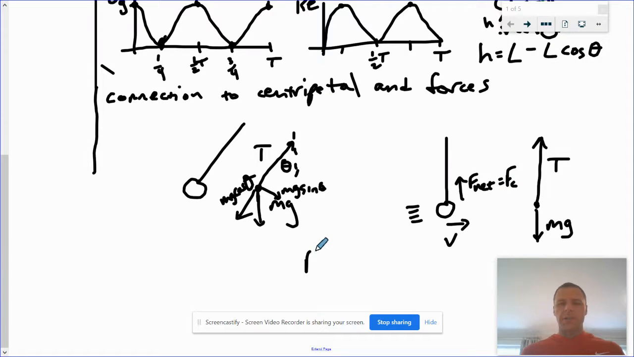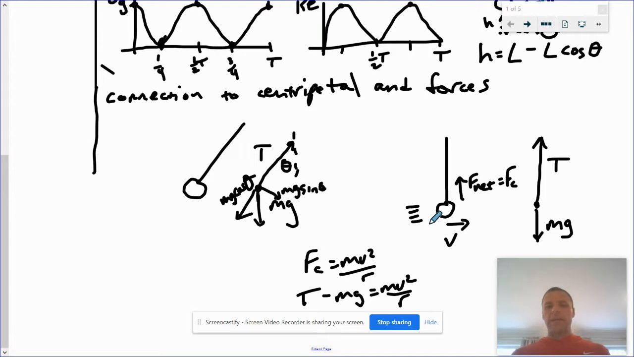So we could actually write centripetal force as mv squared over r. Tension minus mg equals mv squared over r. So if we were able to calculate the velocity of the pendulum at the bottom, we could work backwards and figure out the maximum tension, which would be at the bottom for this pendulum string. So those are all little connections of the pendulum. Obviously, you need to know about the period and the frequency, but little connections to other things.